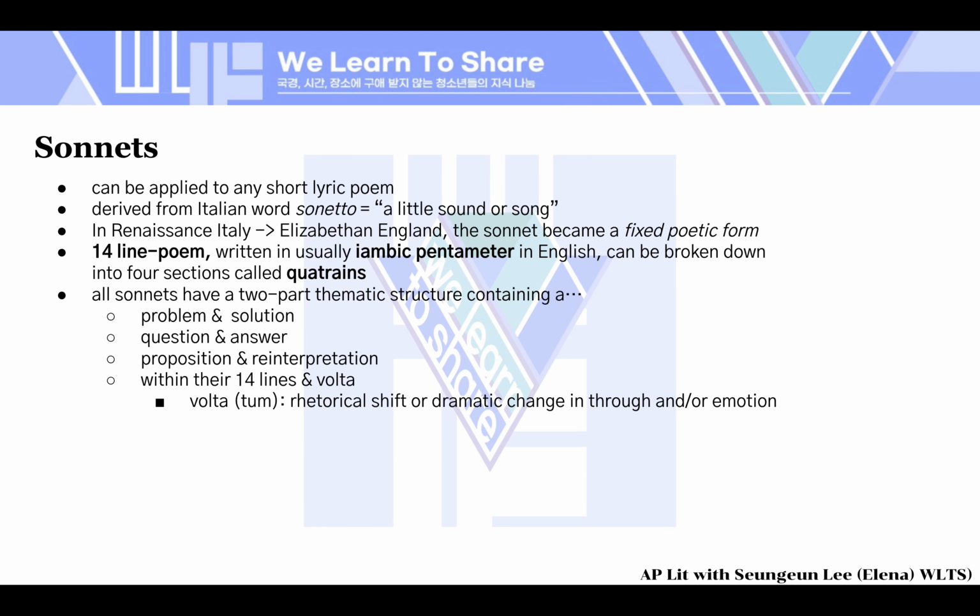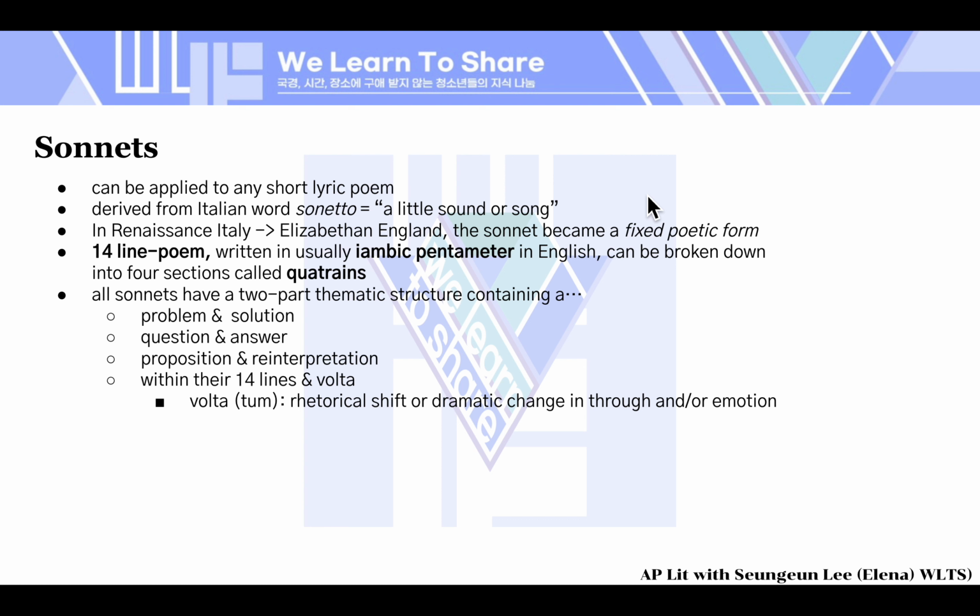So sonnets can be applied to any short lyric poem. And sonnet derived from the Italian word sonetto, which means a little sound or song. It first emerged in Renaissance Italy, and then it passed to Elizabethan era England. And when it passed to Elizabethan England, that's when the sonnet became a fixed poetic form. So it started to have a certain type of form that's fixed.